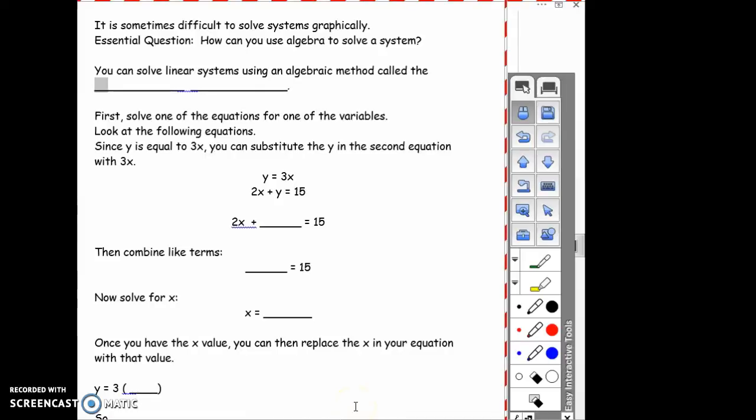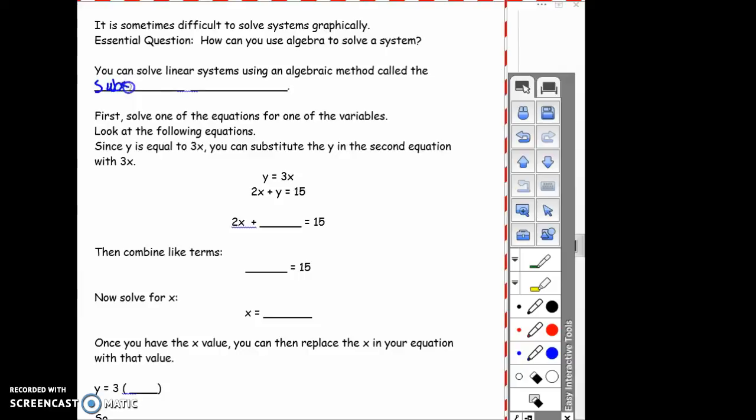Hi everybody, today we're going to be learning how to solve a system of equations algebraically. We've already learned how to do it graphically, but now we're going to do it algebraically because sometimes you will not have a graph to look at. So, how can you use algebra to solve a system of equations? Well, you can solve linear systems using an algebraic method called the substitution method.